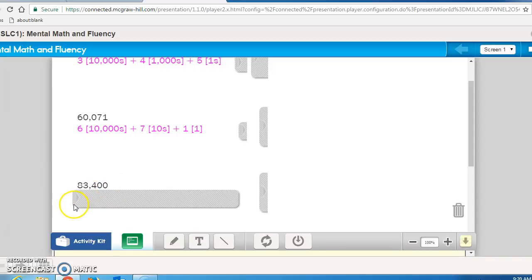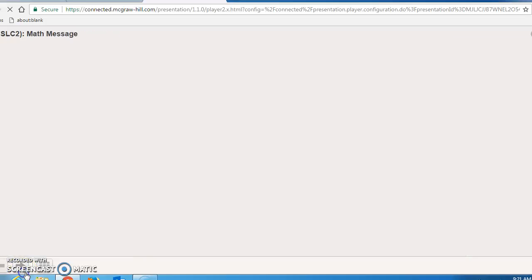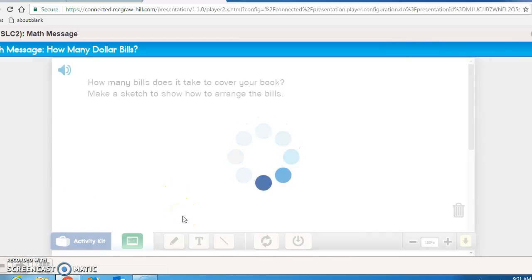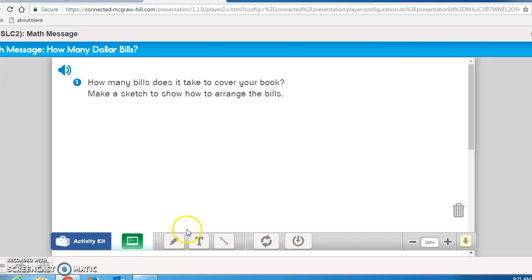My final number, read it with me, 83,400. Again, how do I write that in expanded form? I have 8 in the 10,000s place, so I got 8 10,000s, plus 3 in the thousands place, 3,000s, plus 4, which is in the hundreds place, so 4 hundreds. Don't forget that we do have posters hanging in our room to help you if you forget how to write a number in standard form and how to write your number in expanded form.